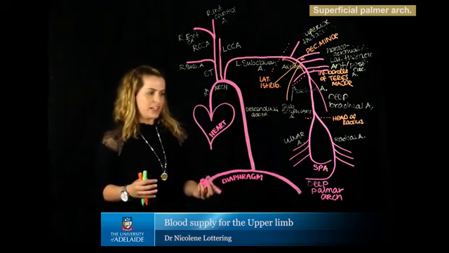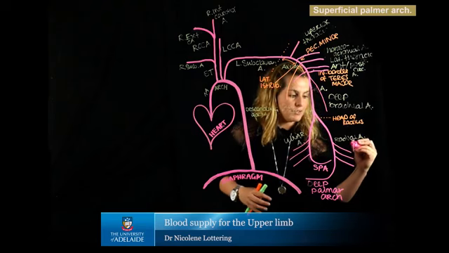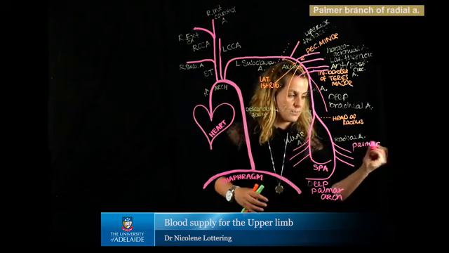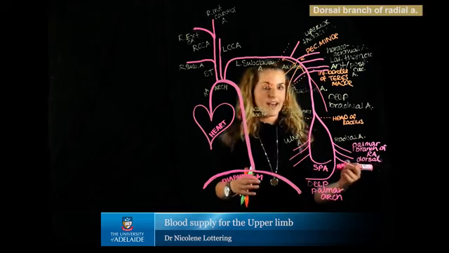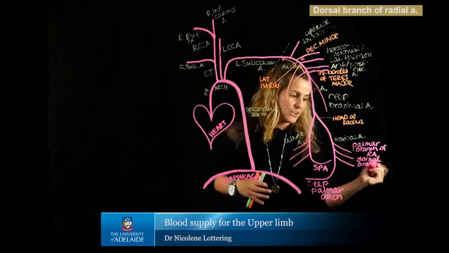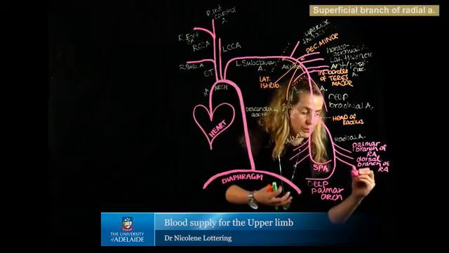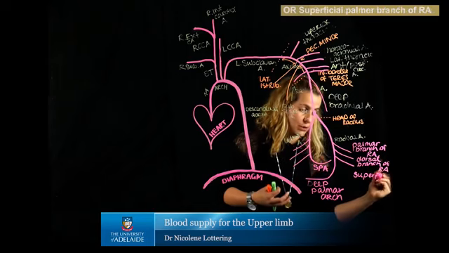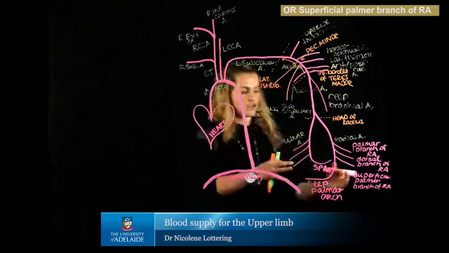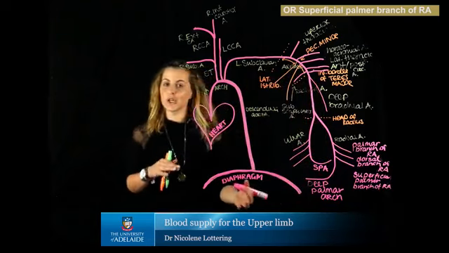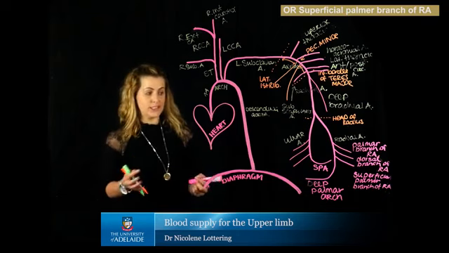So the distal collateral branches then, if we start with the radius first, we have the palmar branch of the radial artery. We then have the dorsal branch of the radial artery. And then we also have what's called the superficial palmar branch of the radial artery. The superficial palmar branch of the radial artery is actually going to anastomose with the superficial palmar arch, which is then stemming from the ulnar artery.